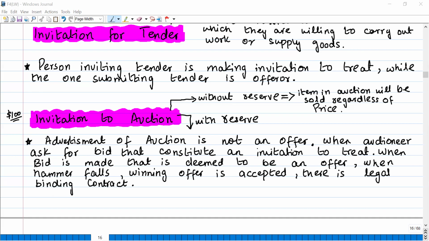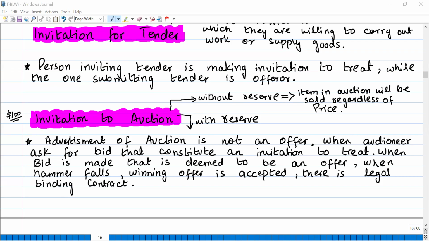And when the hammer will fall, the contract will be formed. But in auction with reserve, when you place goods up for auction, it is not necessary that at all costs you will sell the item, because you want your reserve price to be met, right? So it means that in that case, you are making an invitation to treat.